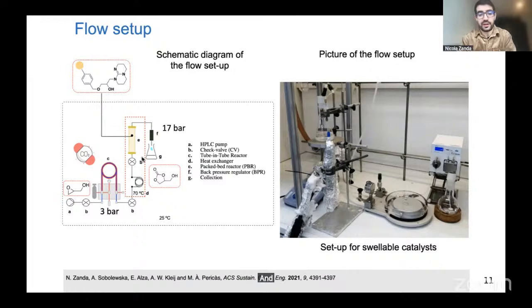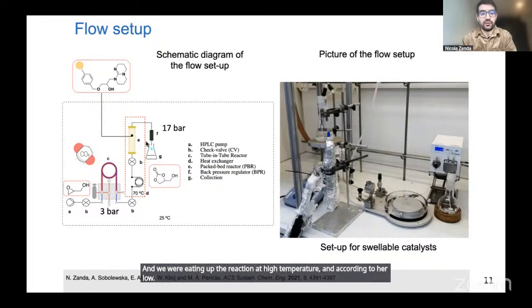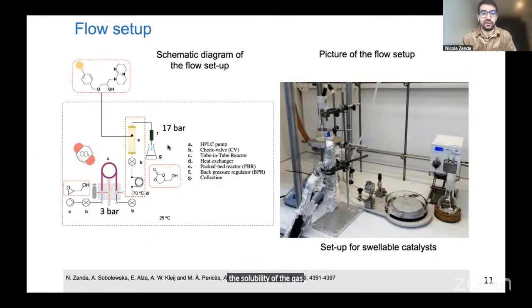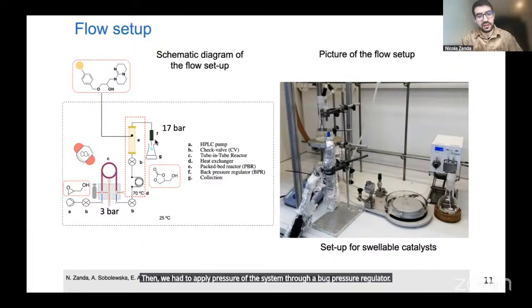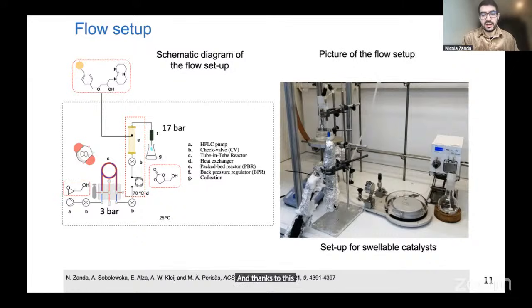Since we loaded the CO2 at room temperature, and we were heating up the reaction to high temperature, and according to Henry's law, the solubility of the gas decreases with increasing temperature, we had to apply pressure to the system through a back pressure regulator, which is placed at the end of the system, and that here is at the top. And thanks to this, we could achieve a homogeneous reaction stream that could allow us to run the reaction.